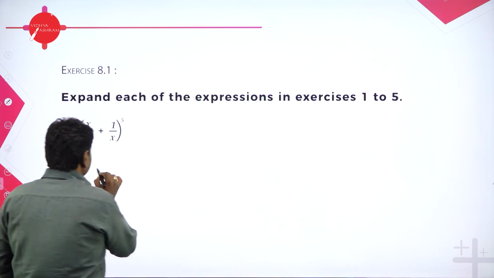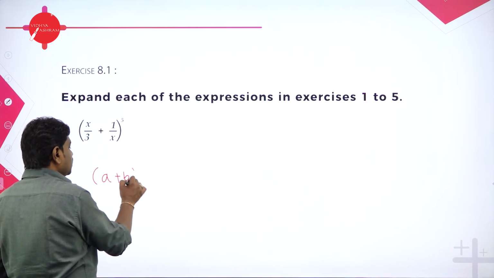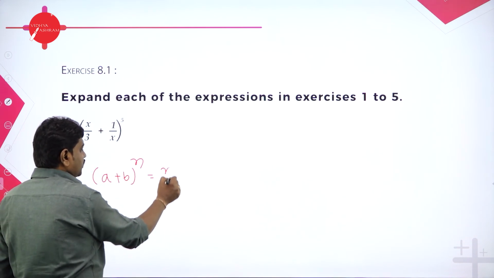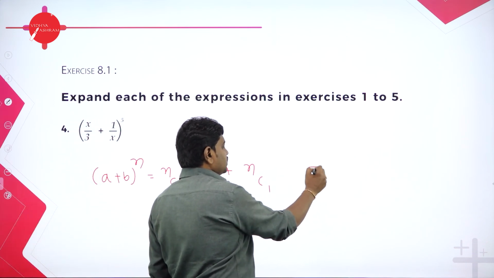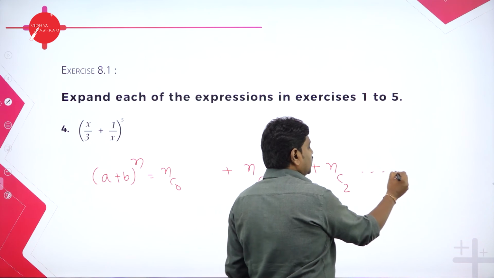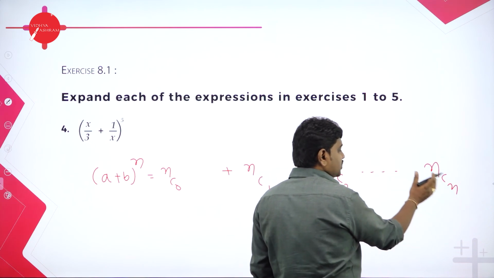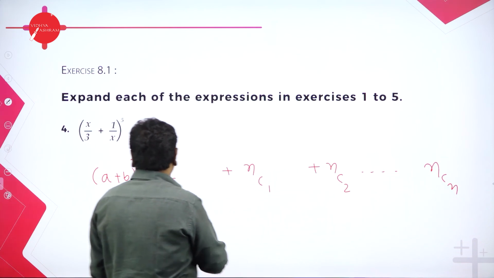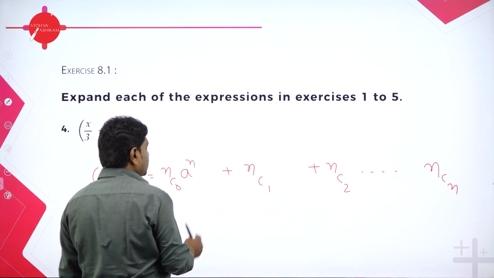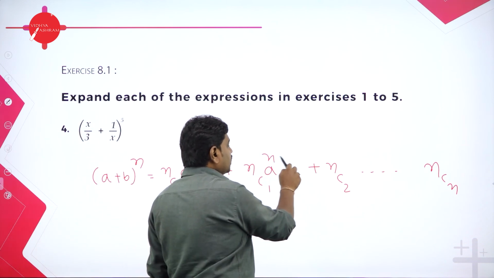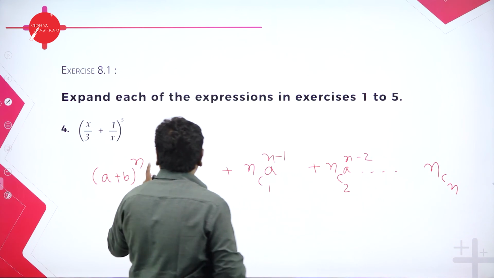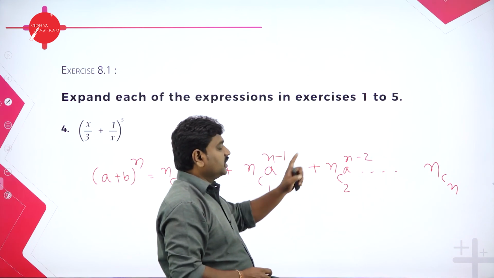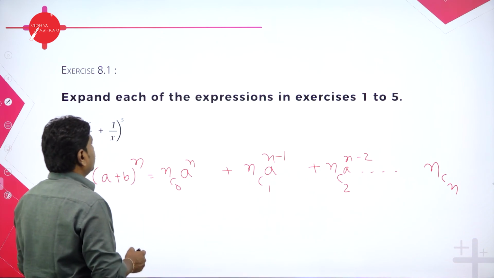What is the method? If you have a plus b power n or minus whatever, start with nC0 and nC1 and nC2 and so on till nCn, till both become equal, you go on writing. Then first term power, you start with n, then go on decreasing 1 by 1, a power n minus 1, a power n minus 2. Suppose power is, see here power is 5, power 4, like that you go on expanding and you write its value.